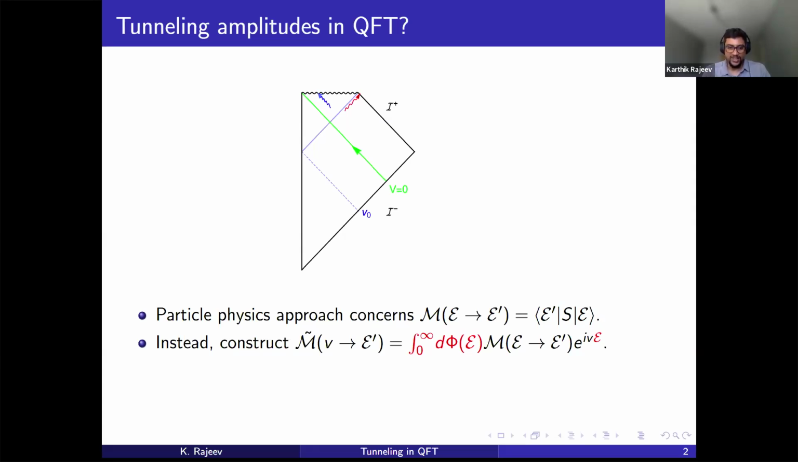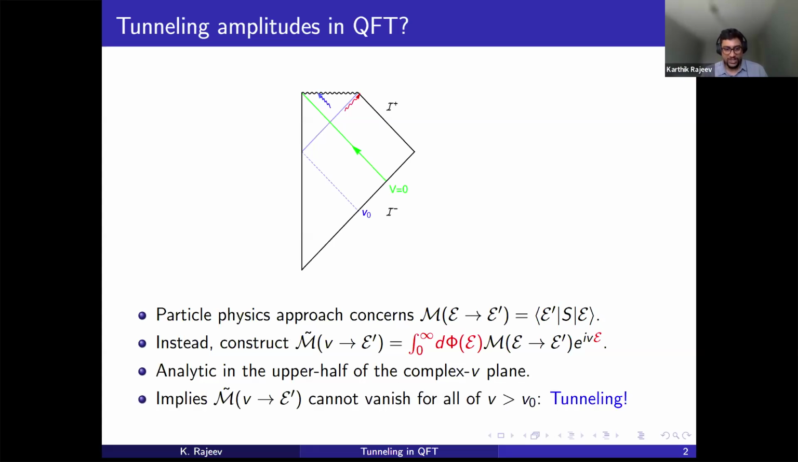Consequently, this object m tilde as a function of v should be analytic in the upper half plane. Because if you inverse Fourier transform m tilde with respect to v, you should get a function which vanishes for negative energies. So just because of the analyticity property of this function m tilde of v, you expect that even for values of v greater than v naught, this function is non-zero. So that's like tunneling, right?